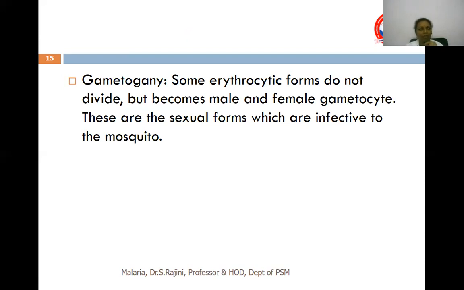So when a normal mosquito bites a person, it picks up the gametocytes from the bloodstream of the human.